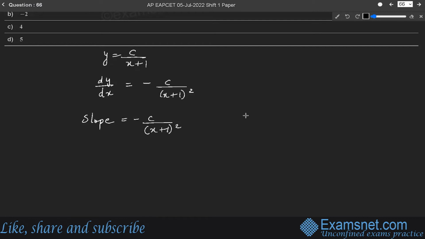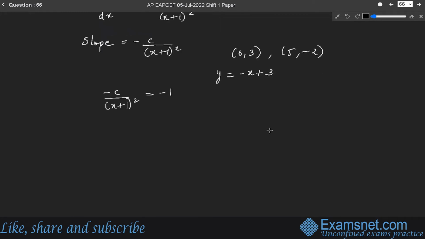It is given in the question that the tangent line joining the points (0, 3) and (5, -2). So the equation will be y is equal to minus x plus 3. We know that slope is minus c upon (x plus 1) whole square. It is equal to minus 1. So on further solving, c will be equal to (x plus 1) whole square. Therefore, the equation of the curve becomes y is equal to x plus 1 and y is equal to minus x plus 3. So substituting the value here, minus x plus 3 will be equal to x plus 1.